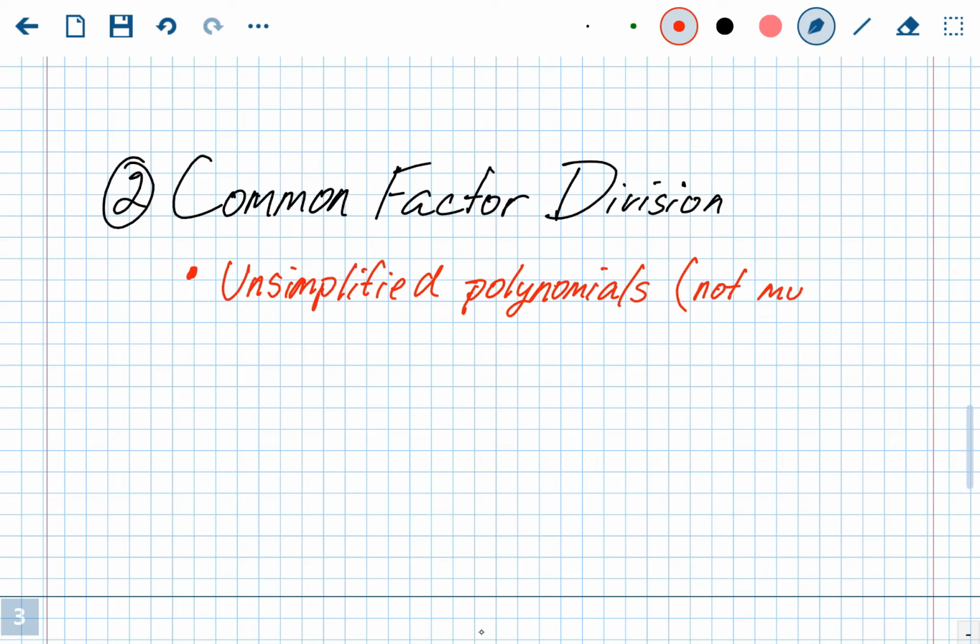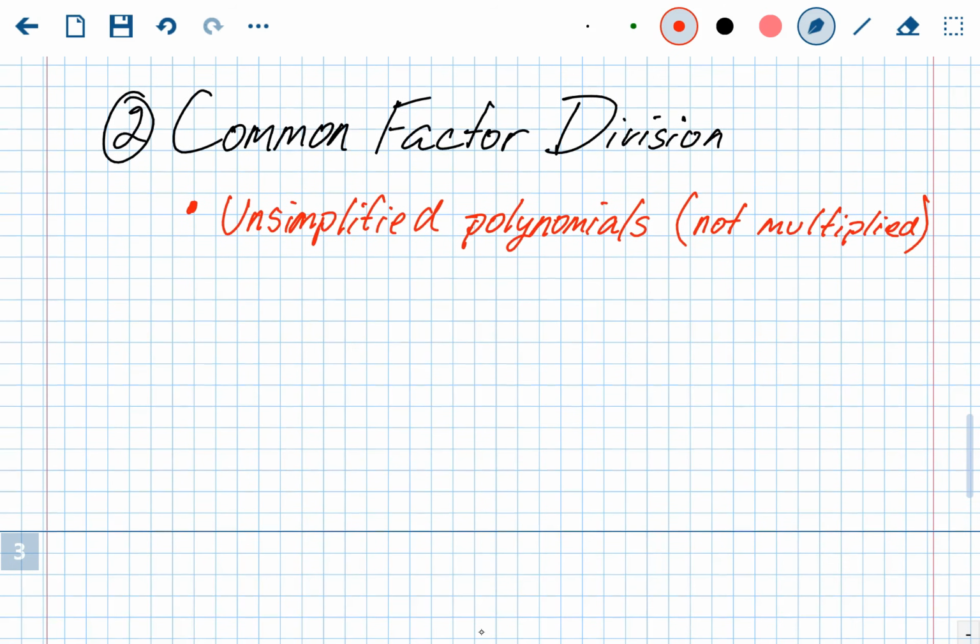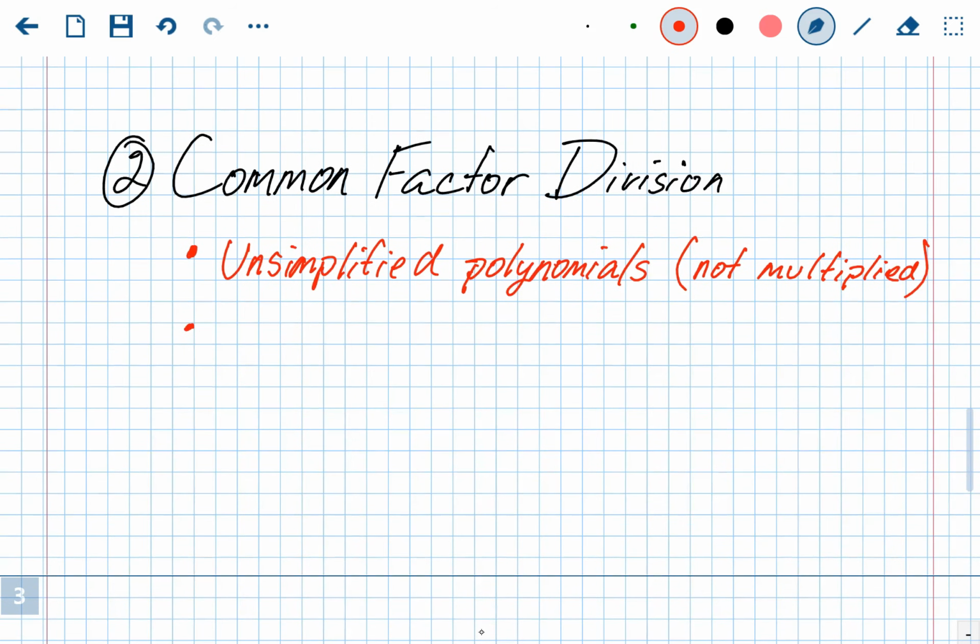So there might be a FOIL that you could see, or there might be something out in front of parentheses that you would want to distribute. Okay, but we're not going to distribute them. In a couple units we're going to be calling it factored form, but for right now we'll just call them unsimplified. So they're not our standard form polynomials. What we're looking for in common factor division is a common factor. Hence the name. We're looking for the top and the bottom of our fraction to share a common factor.